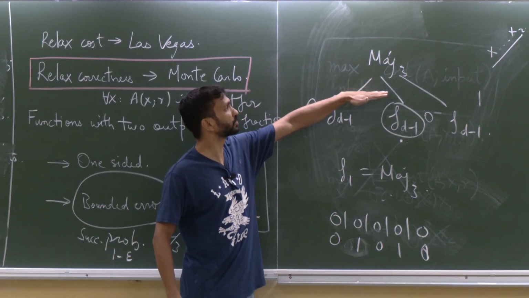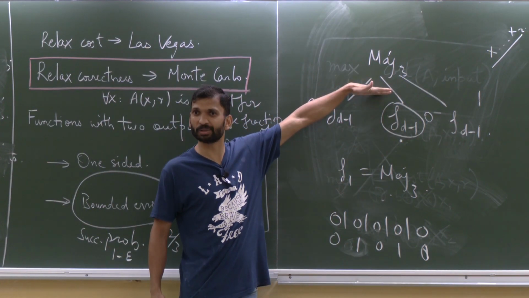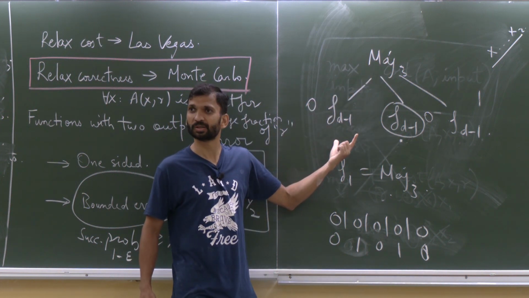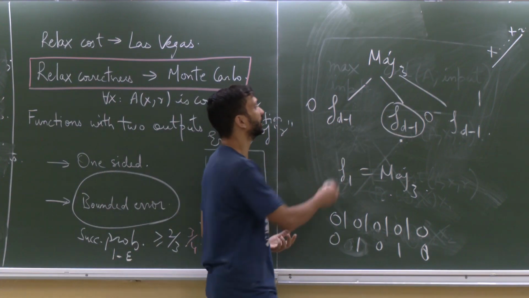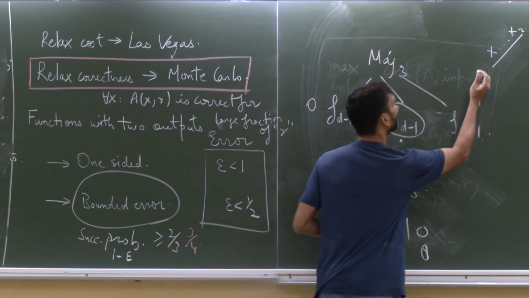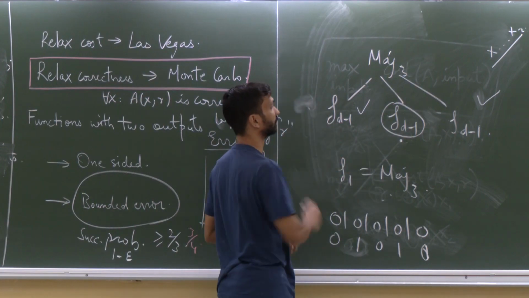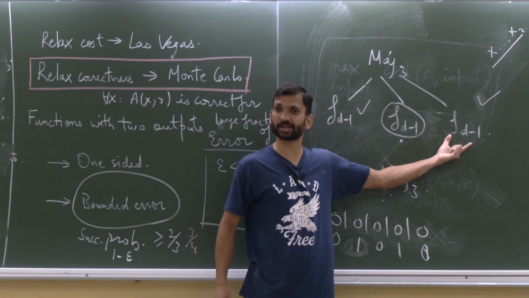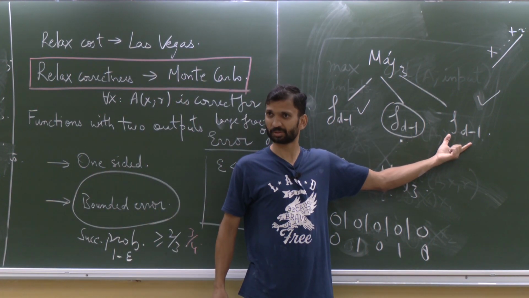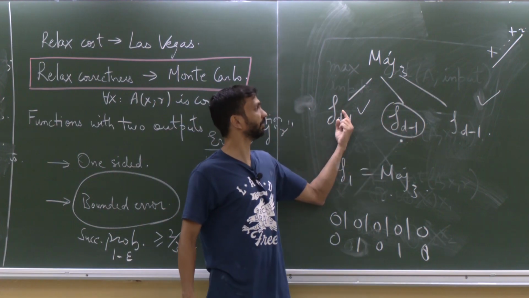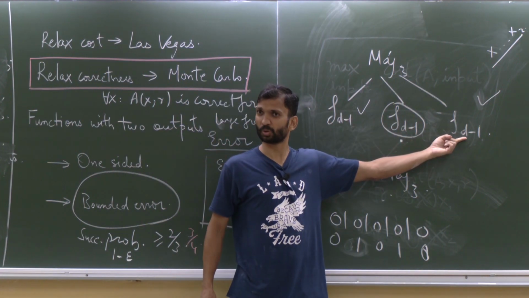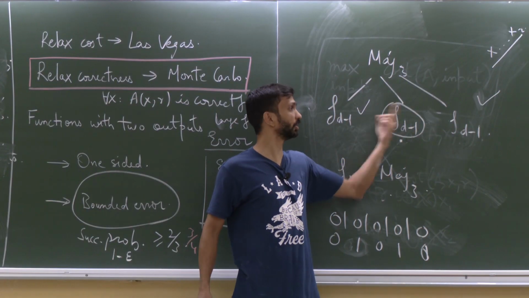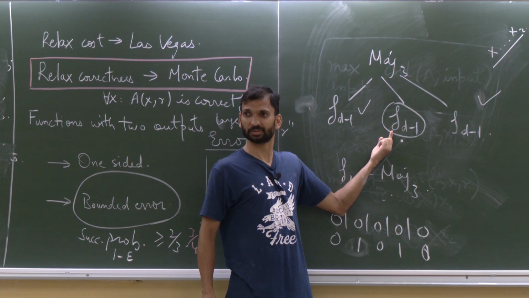For majority 3, you said, look at the 3 children, pick 2 randomly, see if they are equal. Now, what are the children here? F d minus 1. So, you pick 2 randomly. Let's say you picked first and third. You say, apply my randomized algorithm here, apply my randomized algorithm here. Correct? Finally, I will either get 0 or 1. If both of these are same, then I am done. If they are not same, then I look at this.